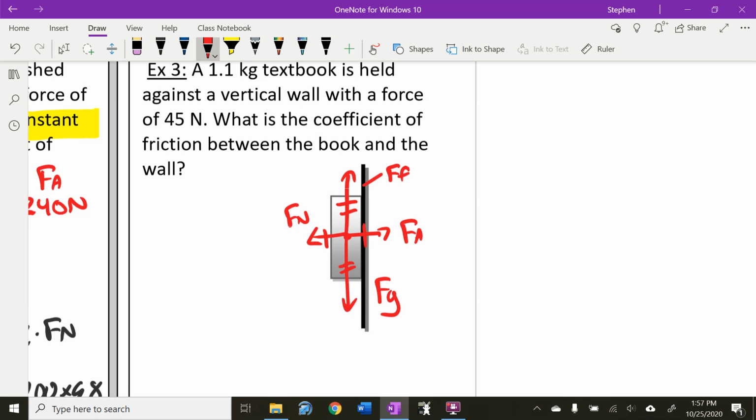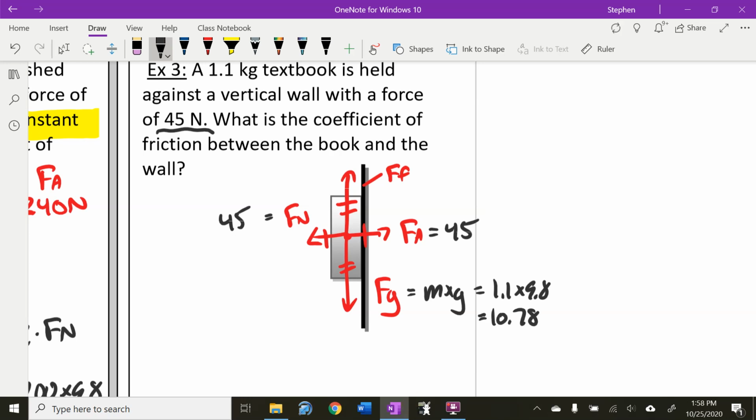And so we're just about ready to go. We're trying to solve for the normal force. Well, first of all, we're trying to solve for the force of friction. So we know this value here is 45, and therefore this value here is also 45 newtons. That's what's listed in the problem. The applied force is 45 newtons, so therefore the normal force is going to be 45 newtons. Now the force of gravity here is going to be m times g, which is 1.1 times 9.8, and that gives us a value of 10.78. And so that means that this is going to be 10.78.